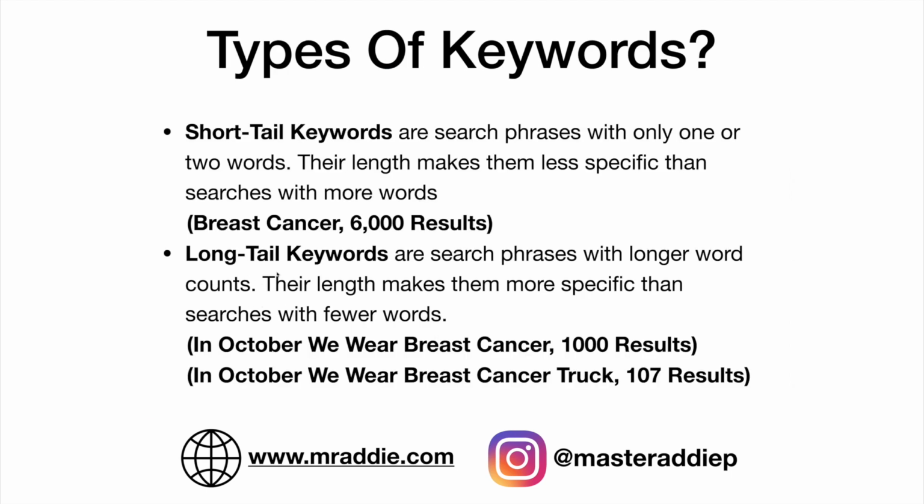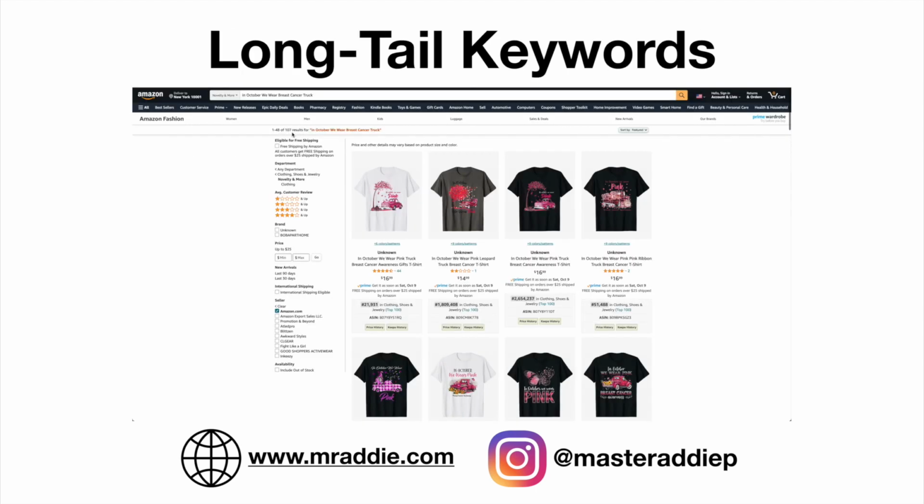And then you've got long tail keywords. They're search phrases with longer word counts. Their length makes them more specific than searches with fewer words. So if we add another keyword on top of breast cancer, that means we're getting more specific. And here is an example. There's a niche that comes under breast cancer that is called "In October We Wear Pink Breast Cancer," and this niche has 1,000 results, as you can see over here. And then to get even more specific, we say, for example, "In October we wear pink breast cancer truck," and then we find 107 results. So we're getting even more specific here, as you can see over here, 107 results.